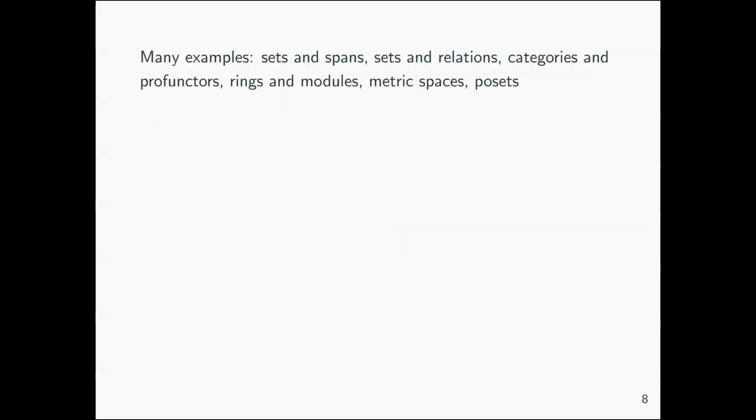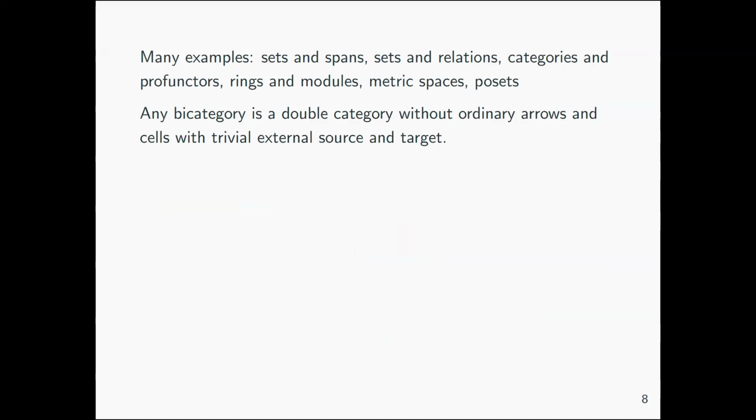Lest these seem a little bit esoteric, there are, as I'm sure most of us know, tons of examples of such things. Sets and functions and spans form double categories. Sets and functions and relations form a double category. Categories, functors, and profunctors are a double category. Ring modules, metric spaces, and cosets, for example.